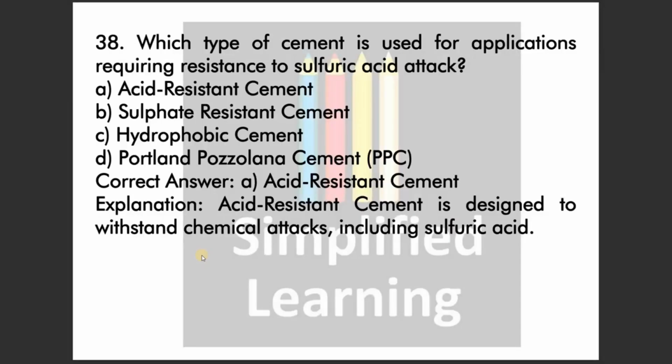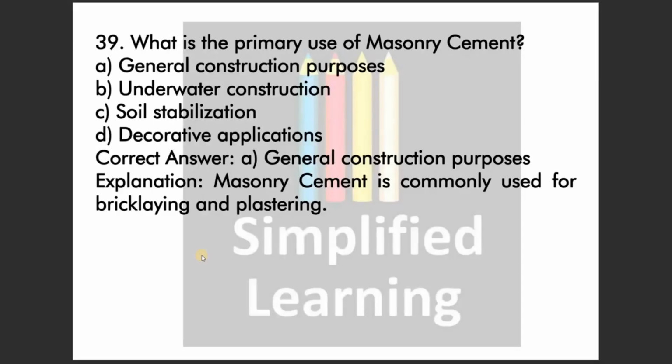Then which type of cement is used for applications requiring resistance to sulfuric acid attack? See, acid attack, chemical attack, attacks from salinity, attacks from any kind of chemical, we use acid resistance cement. Then what is the primary use of masonry cement? See, masonry cement is used for general construction purposes, that is bricklaying or plastering or construction where it is exposed to the atmosphere.